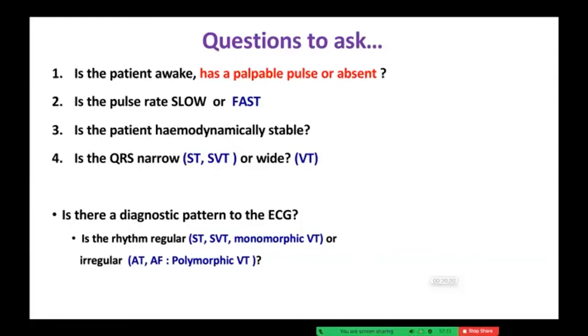See, irregular atrial tachycardia, AF and all, we'll see more commonly in adults. But the regular ones, sinus tachycardia, supraventricular tachycardia, and a monomorphic ventricular tachycardia are commonly seen in children. So when we see this ECG or the monitor, you look at the P waves and then the QRS as well. This I already discussed.